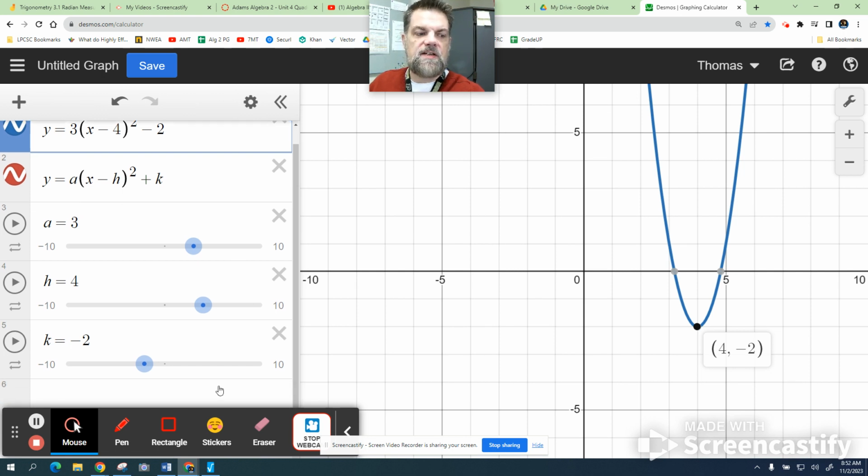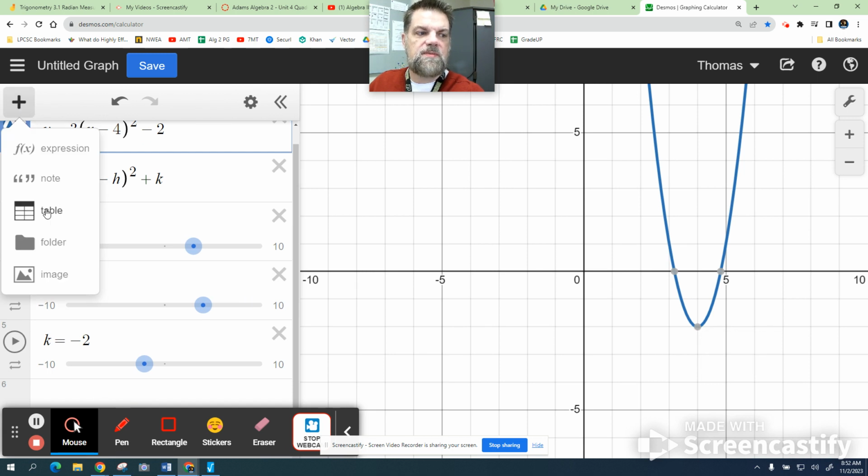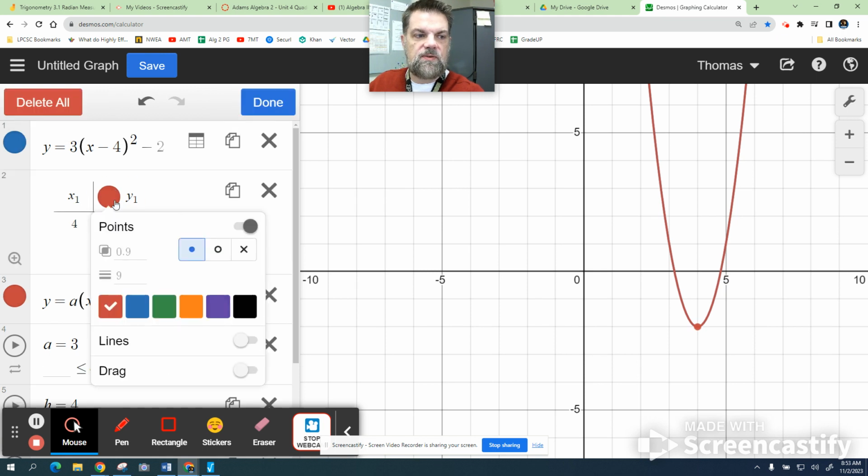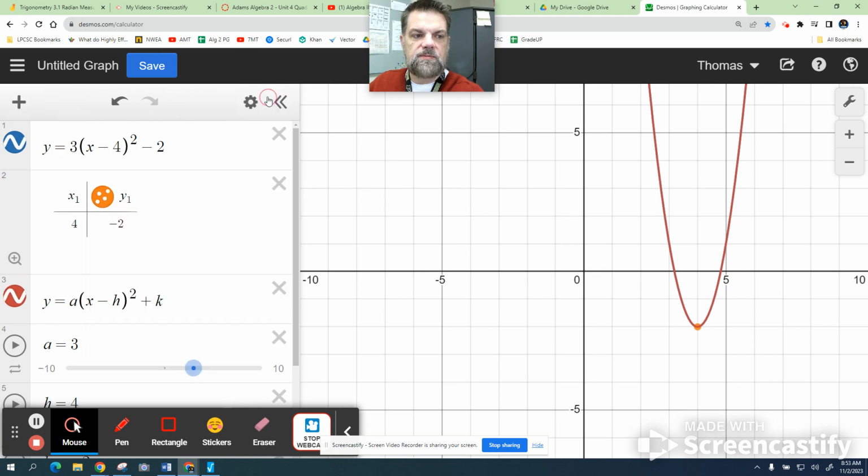Now, here's another interesting thing. Let me show you something. Let's put in some tables of values because it's really important to me that you understand what this line represents. This line represents numbers that get plugged into this equation. Okay? And so we know that when x is equal to 4, y equals negative 2. Right? So that's a dot on the line. Let me change this to, what color do we want this? Orange? Yeah, we'll do orange. Okay?